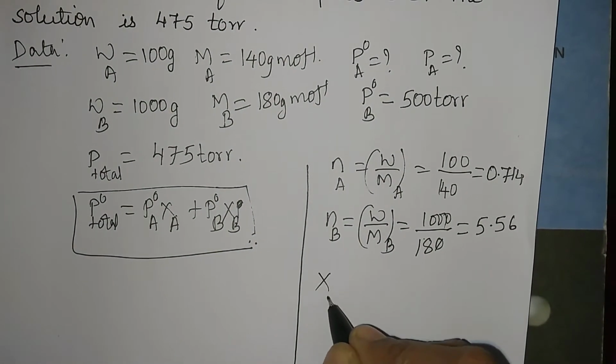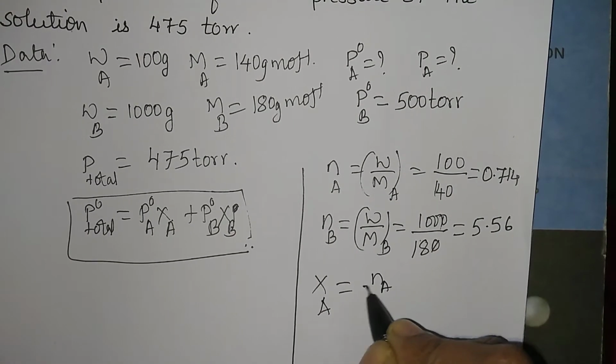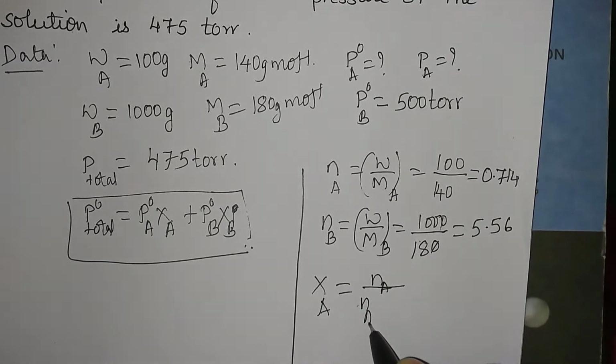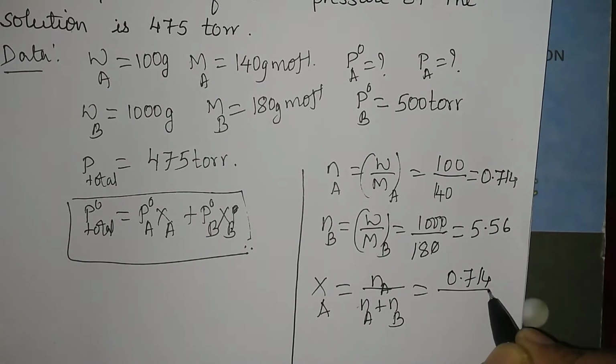Now we will calculate the mole fraction of A. Mole fraction of A is equal to the number of moles of A divided by number of moles of A plus number of moles of B. Number of moles of A is 0.714, which we have just now calculated.